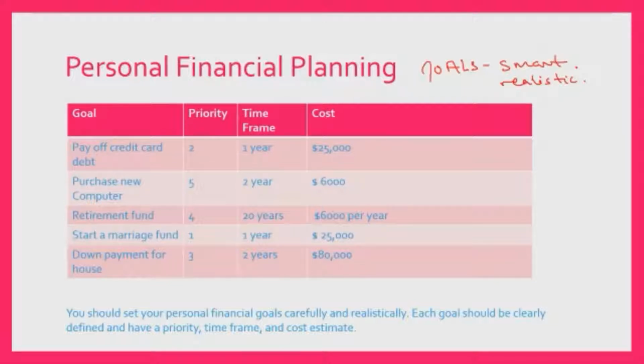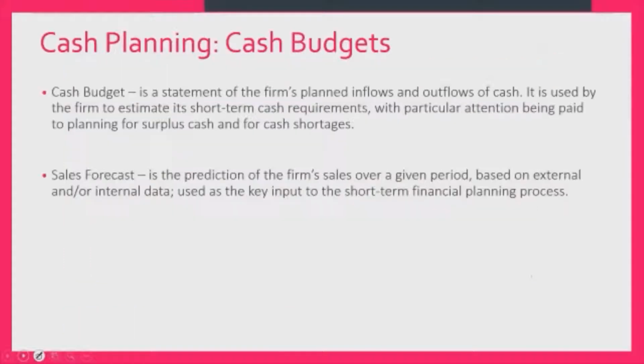So we're going to show you how we prepare that cash budget. Your personal financial goals should be clear. You should set your personal financial goals carefully and realistically. Each goal should be clearly defined and have a priority, time frame, and cost estimate. Now, pause this video and take some time and think about your goals, what you want to achieve in the next 20 years, and try to prioritize them. And later on, maybe you can look at finding the cost and having your goals presented in front of you to start your financial plan.